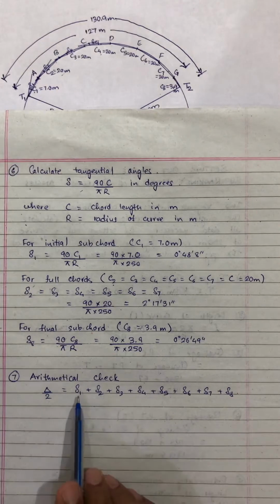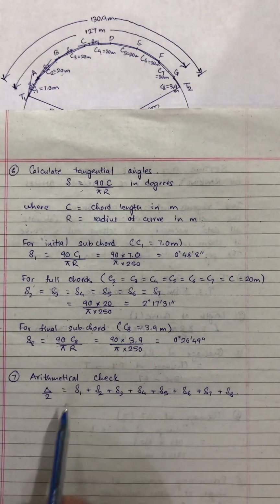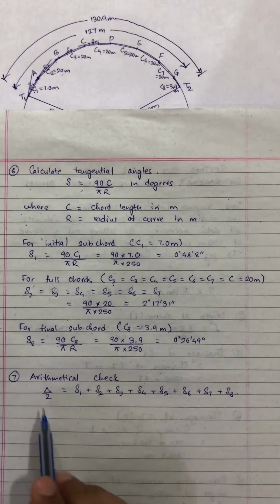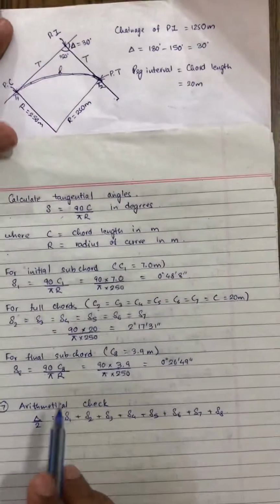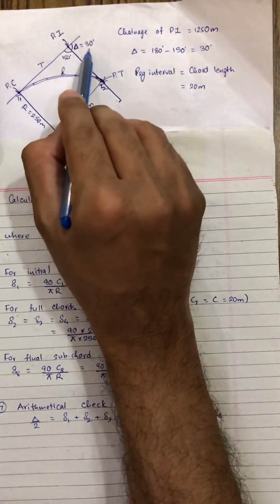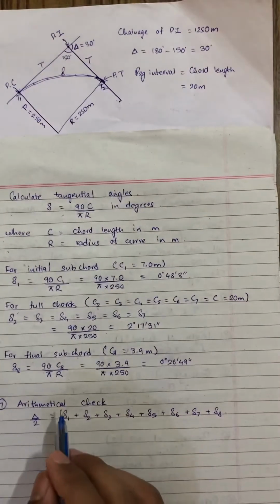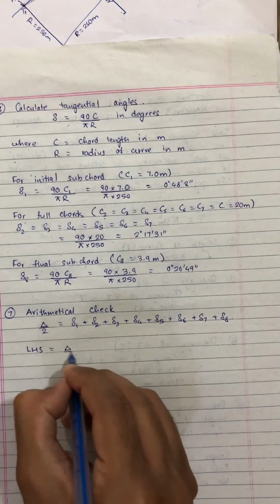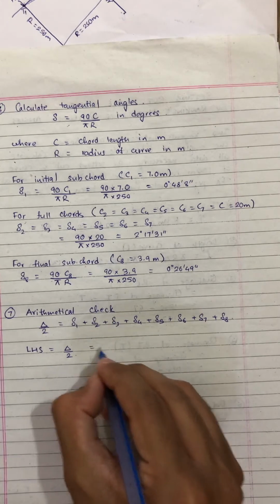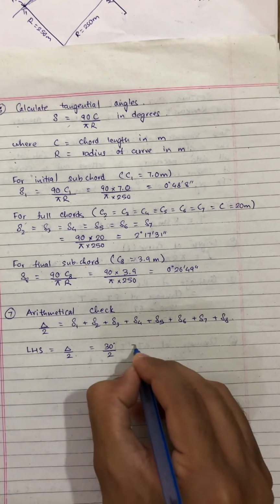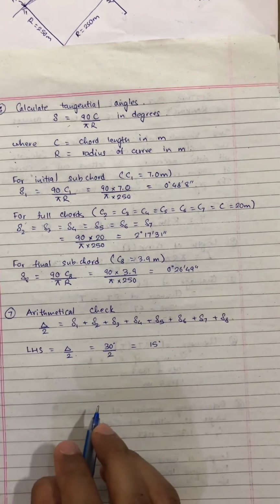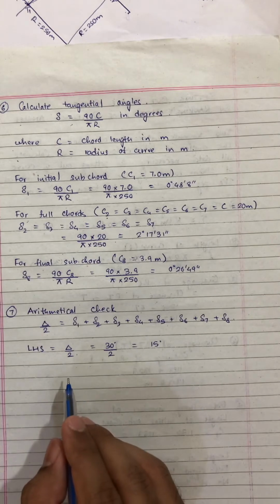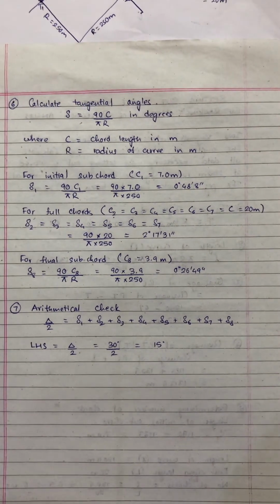Okay, because delta is from 1 to 8, so delta by 2 will be equal to del 1 till del 8. Now here, this delta is given as the external deflection angle, that is 30 degrees. So LHS is equal to delta by 2, that is 30 degrees by 2, which comes out to 15 degrees. If the RHS value also adds up to 15 degrees, it means you have done it correctly.